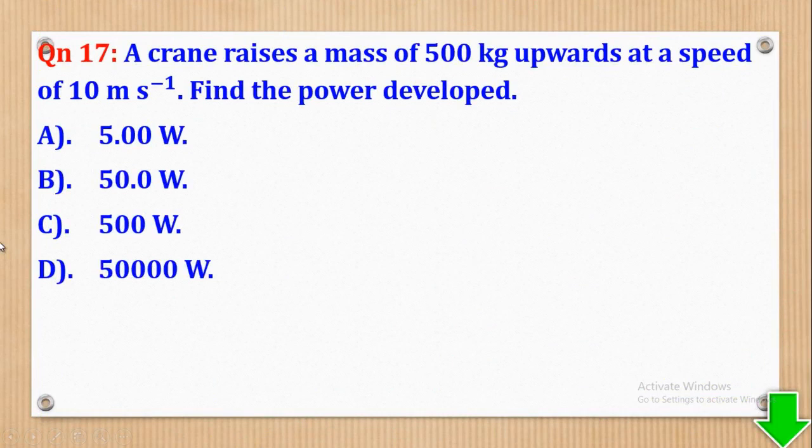So that was question 16. Now we shall go to question 17. A crane raises a mass of 500 kilograms upwards at a constant speed of 10 meters per second. Find the power developed. So we have the speed 10 meters per second and the mass of 500 kilograms. Option A is 5.00 watts, option B is 50.0 watts, option C is 500 watts, and option D is 50,000 watts. So we need to do some calculation to come up with the correct option.